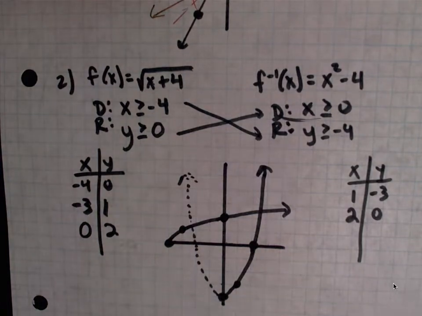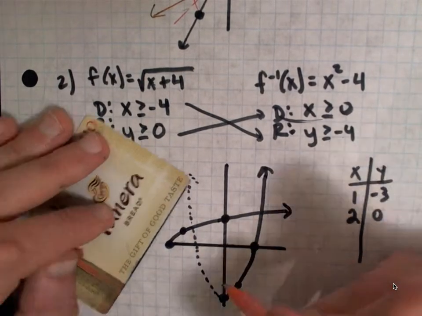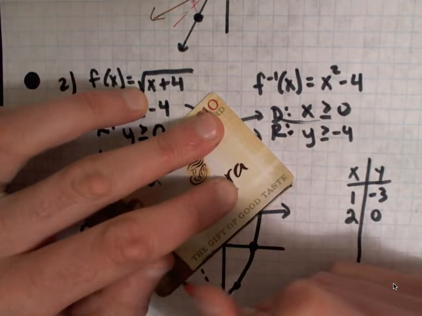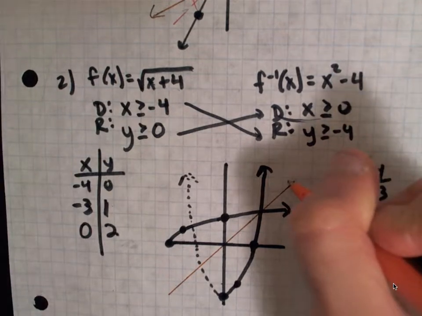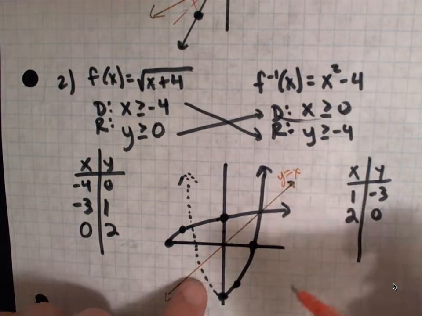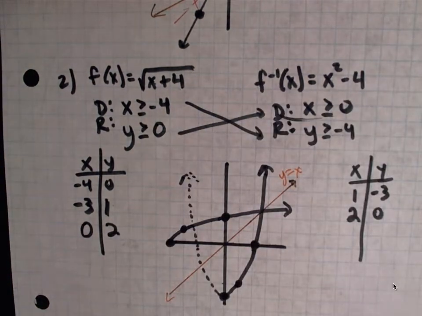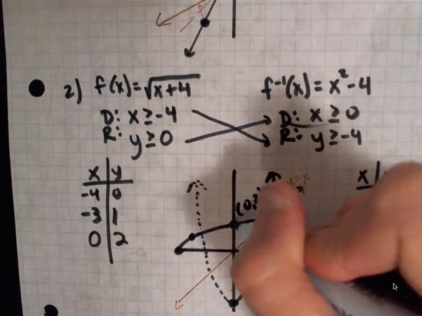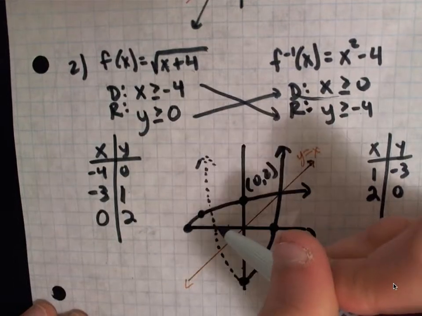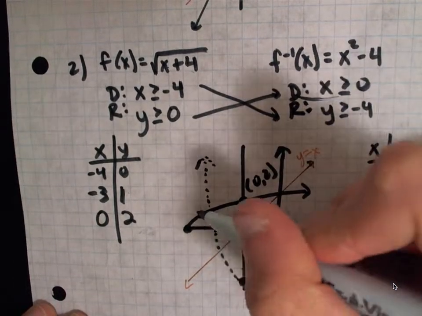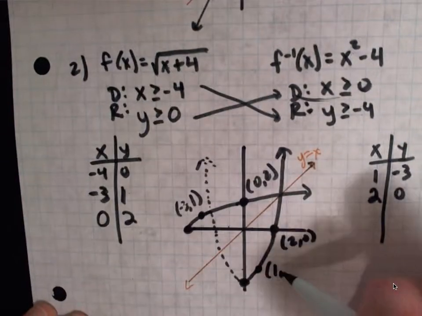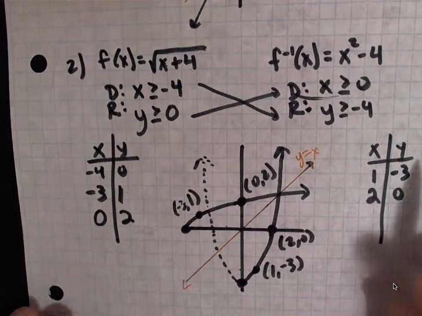And if we look, I'll use the orange. Again, the original function and its inverse are reflections across this line right here, this line y equals x. Everything is a reflection. So for example, we've got 0, 2 here is going to 2, 0 here. Over here we've got negative 3 goes to 1. And over here we've got 1 goes to negative 3. So everything is just switched.